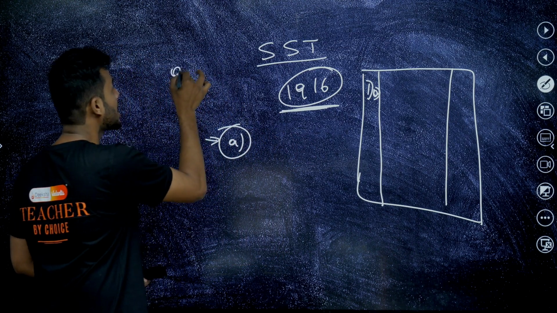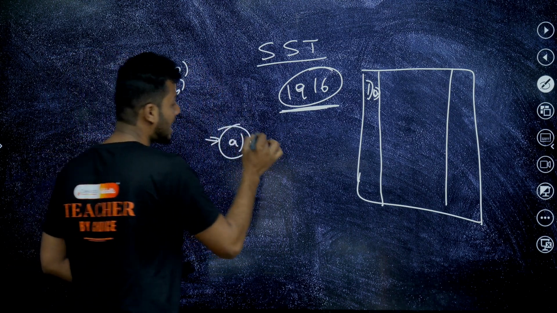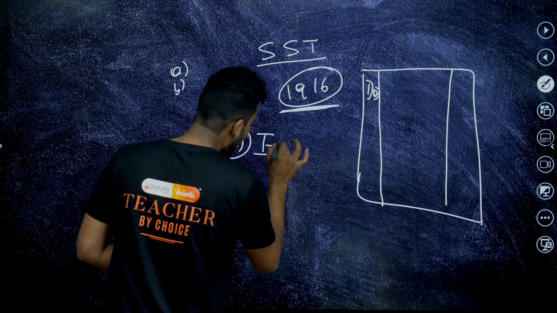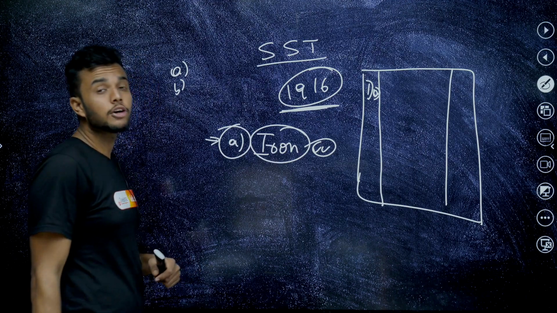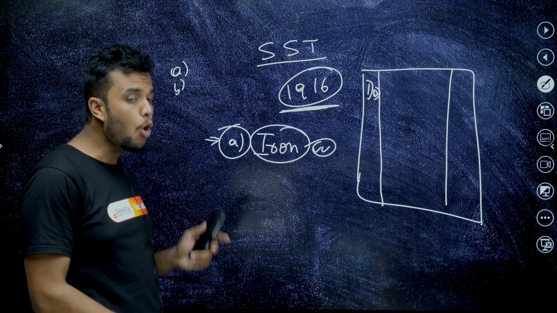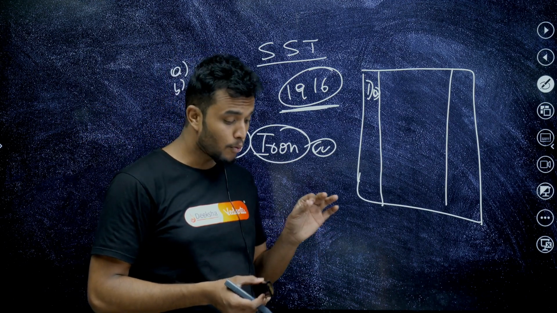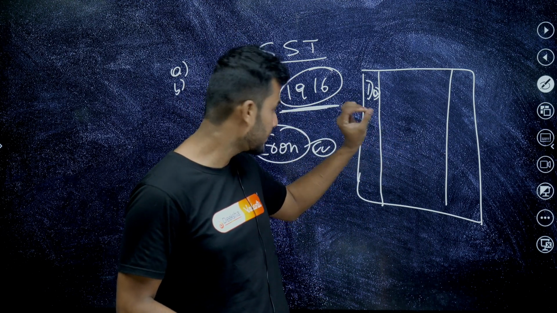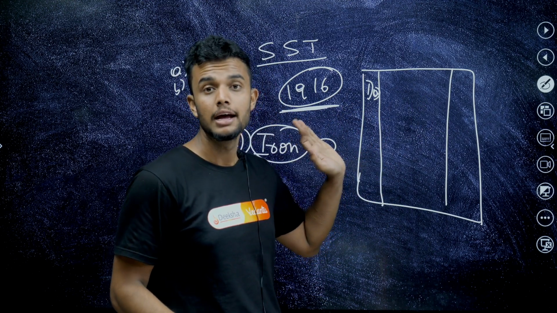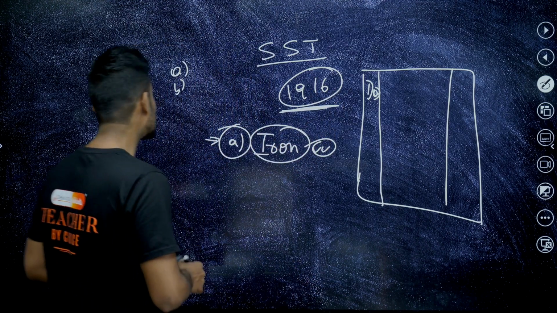For example, here A, B, C, D options are there, and iron is the answer. You need to mention the answer. If you mention the answer, most of the time the evaluator thinks, oh, this student is very intelligent. If we give good marks, definitely he will be a topper. Okay, this is about SST.